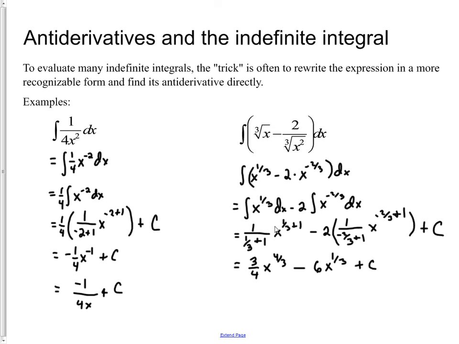And so rewriting this back into the original form that we started out with, our real expression is going to look like 3/4 times the cube root of x to the 4th minus 6 times the cube root of x plus a constant.